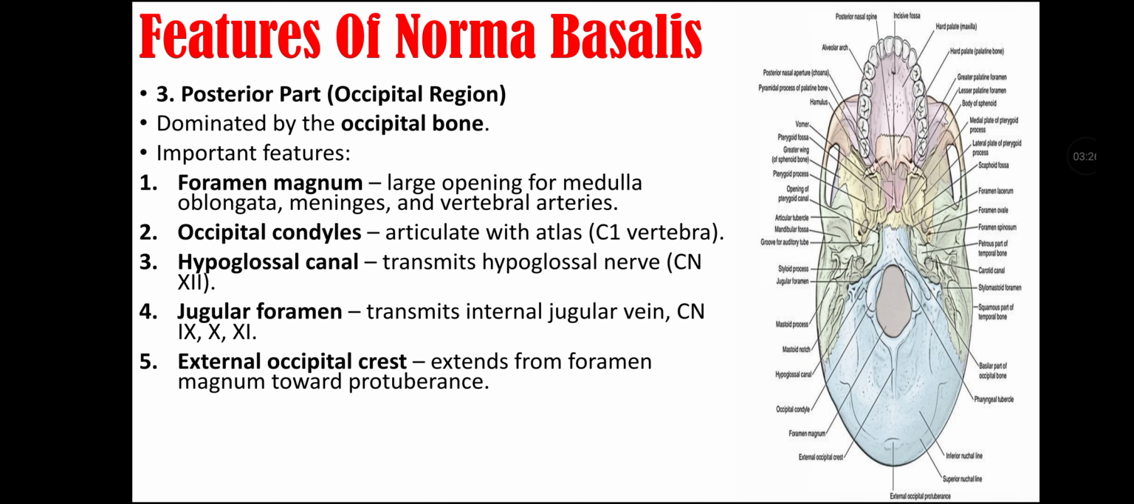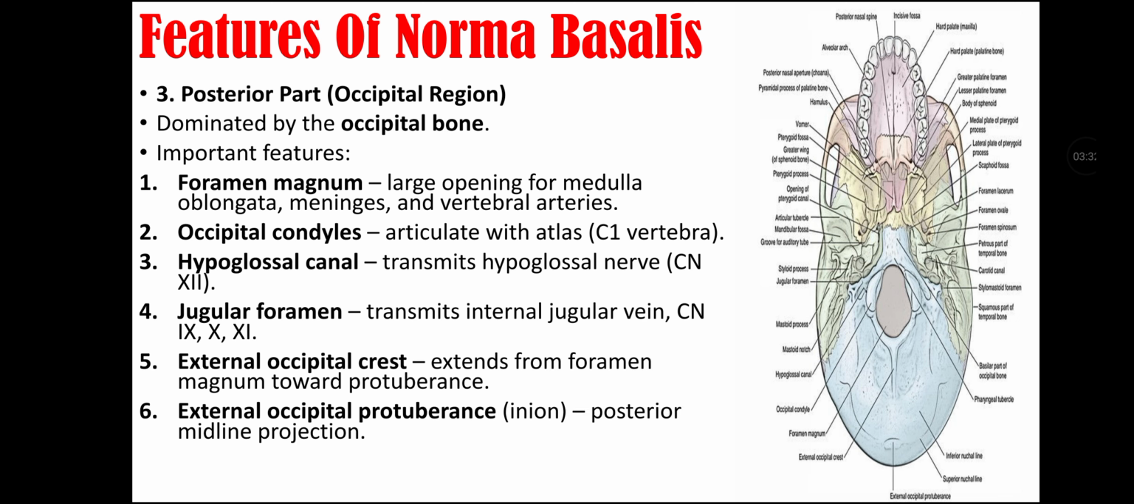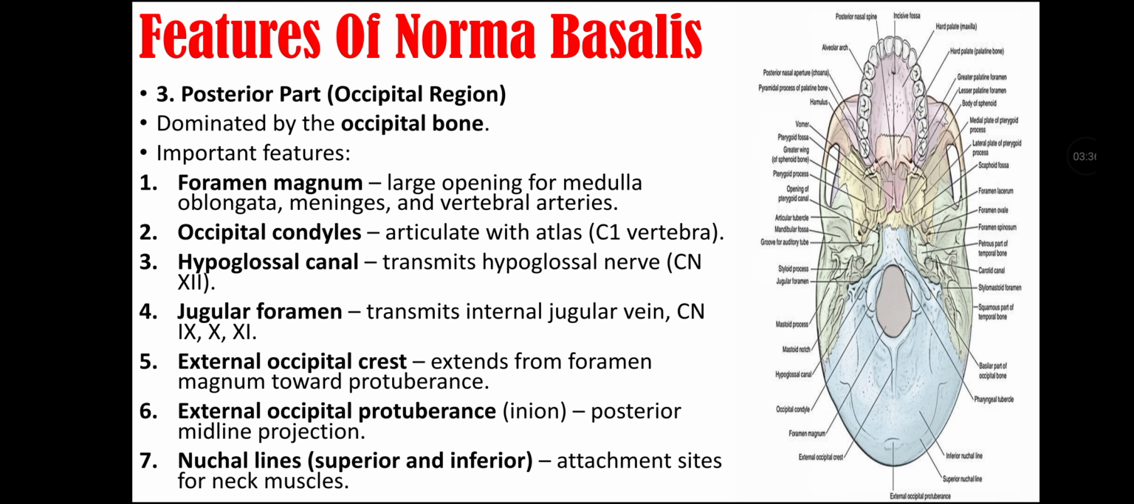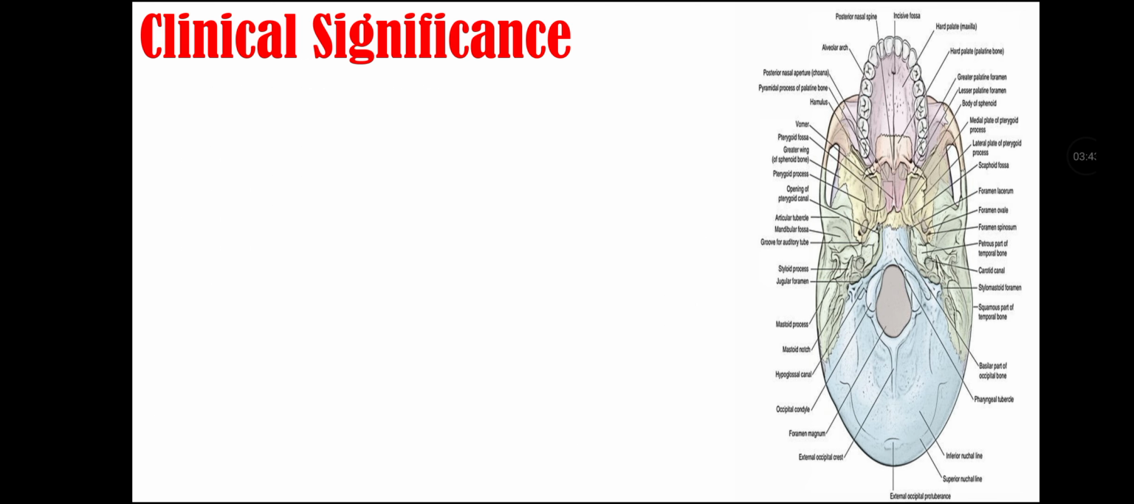And then we have external occipital crest that extends from foramen magnum towards the protuberance. Then we have external occipital protuberance, that is posterior midline projection. And nuchal lines that are superior nuchal lines and inferior nuchal lines that are attachment sites for neck muscles.